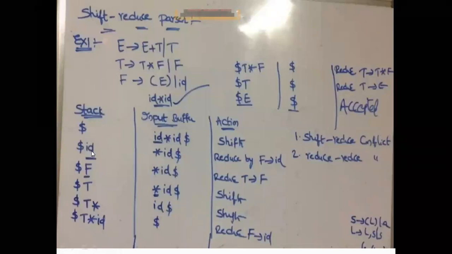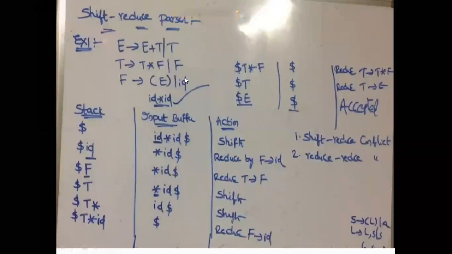Then the stack contains dollar, and on top of the stack is id. The input buffer had id, which is pushed onto the stack, and the remaining is star id dollar. Now the top of the stack is id. Is there any production in the right hand side which has id? Yes, we have a production with id terminal.